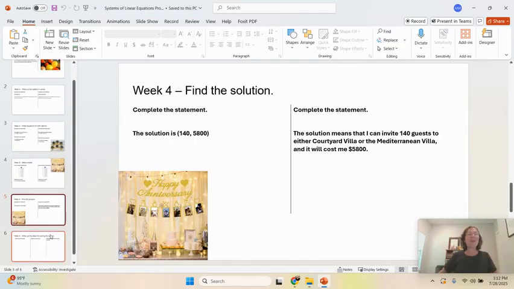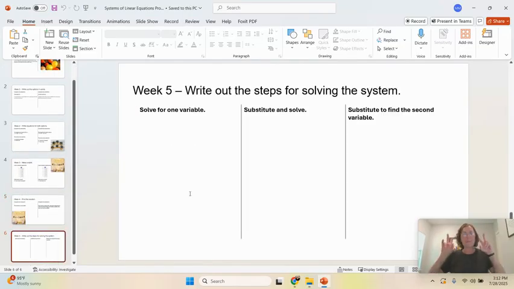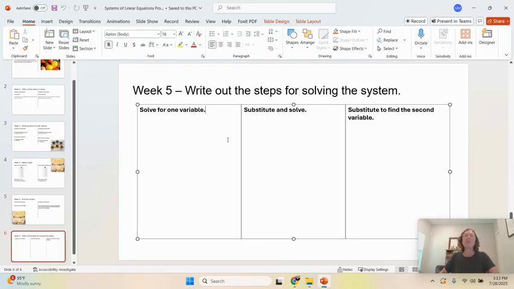Week 5 is where we're actually going to do the math to find our solution. Wait a minute, we've already found the solution back in week 4. That's right. We found the solution in week 4 on Desmos. Now in week 5, we're actually going to do the math to find the solution. Okay, so I've made 3 columns here to help you with the process.